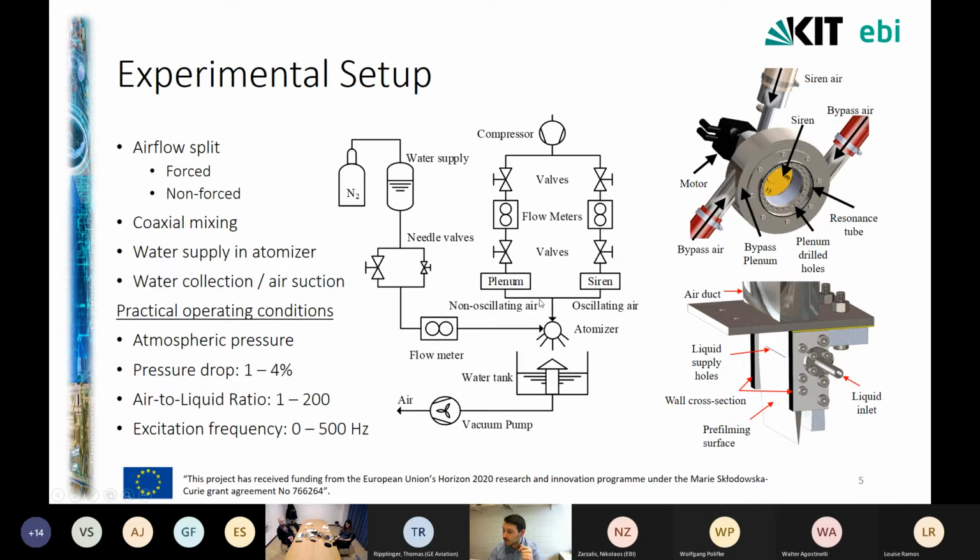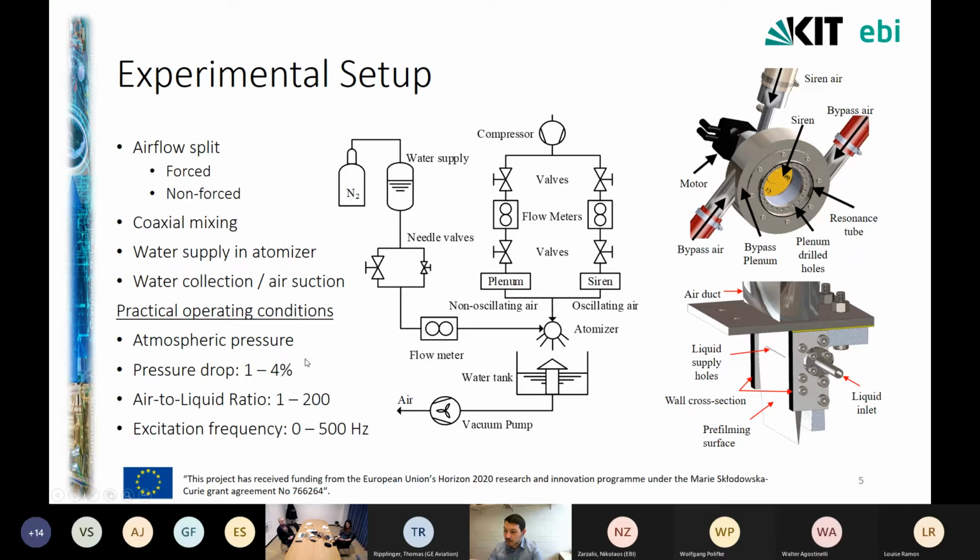The two flows coming out at the exit of the siren and the plenum, as you can see through these holes here, mix coaxially in a long resonance tube, which is shown in cross-section in this photo for illustration purposes. At the end of this resonance tube, we have placed an air blast atomizer, in this case a model atomizer, a model pre-filmer, where liquid is directly supplied through a pressurized vessel. The liquid in this case is water. At the end, the water is collected in a tank and the excess air is sucked through a vacuum pump to avoid unwanted recirculations in the measurement region.